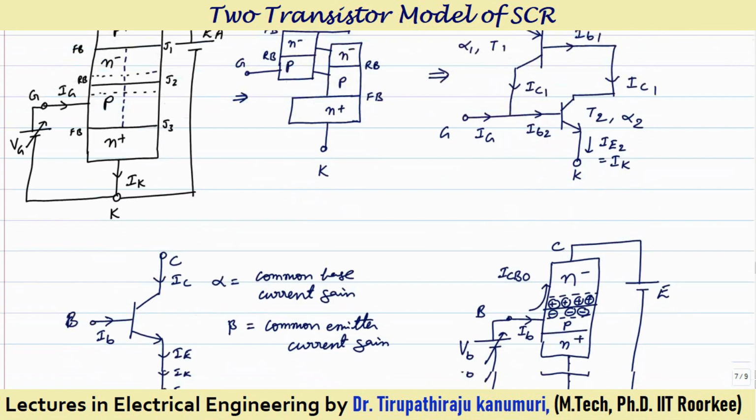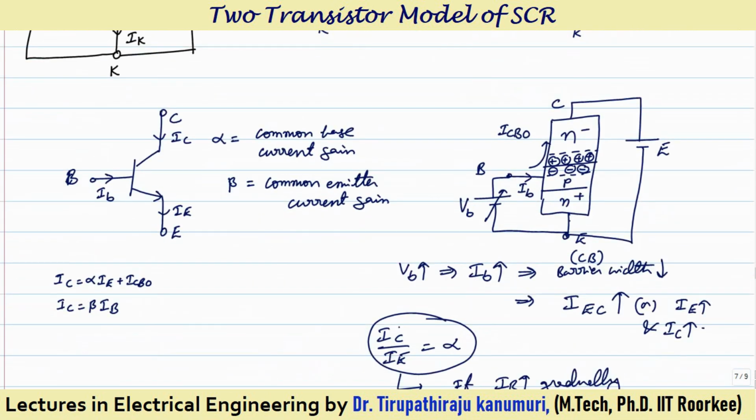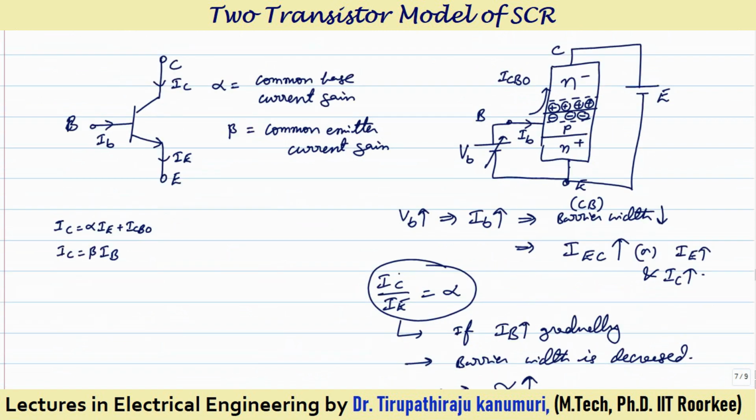So let us try to understand the concept. Before proceeding further, first let us see the behavior of a transistor. In a transistor, when you are varying the base current, that means the current that is supplied to the base, how will it start behaving? To understand that, I am representing the current here. This is IB, IE and IC. Let us assume alpha is the common base current gain and beta is the common emitter current gain.